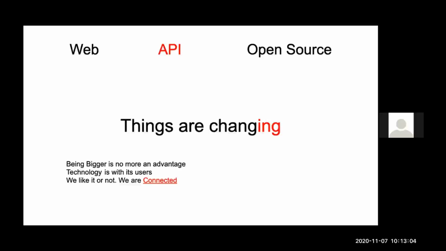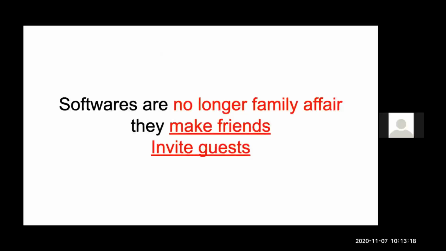We, in the sense, our apps, everything is connected. And when you're going into a connected world, you need to be more cautious, because there will be strangers and friends, not just your family. It's like you go out and socialize with people outside your family. That's how you need to consider it. Now, software is no longer a family affair. They make friends, invite guests. So let us see the technical aspects of making friends and inviting guests.